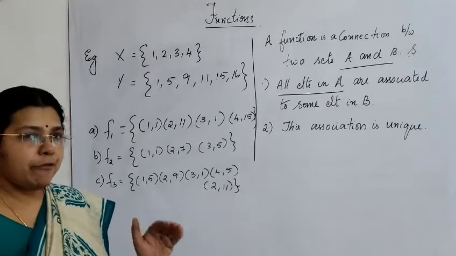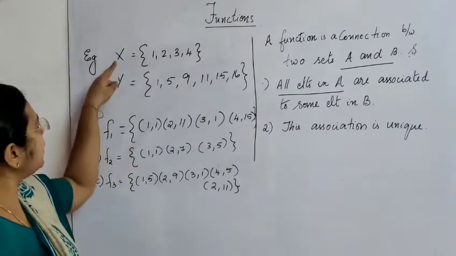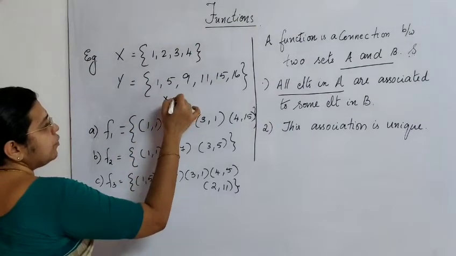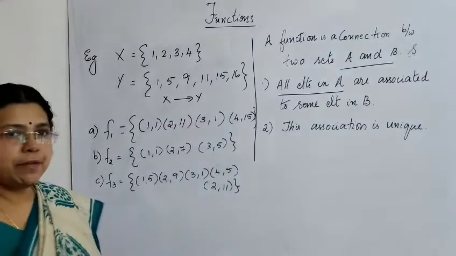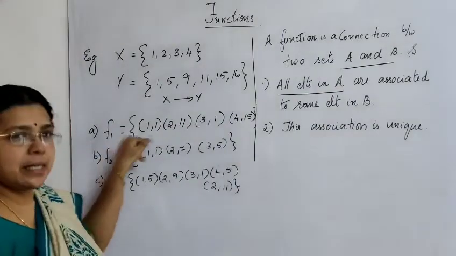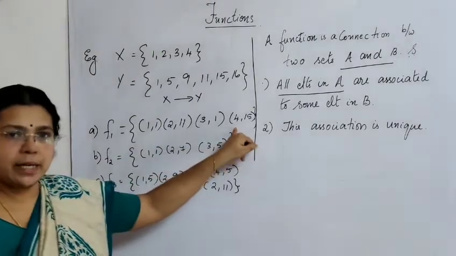As we know, every element of this X. Now here, F1, F2, F3 are from X to Y. Okay, F1, F2, F3 are from X to Y. Okay, so now that's complete. Now F1 is a set of ordered pairs which is notated like this.